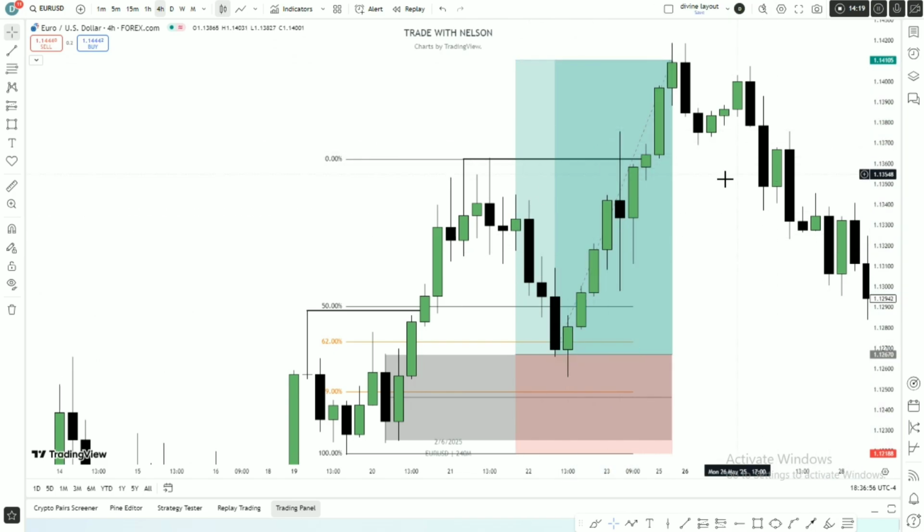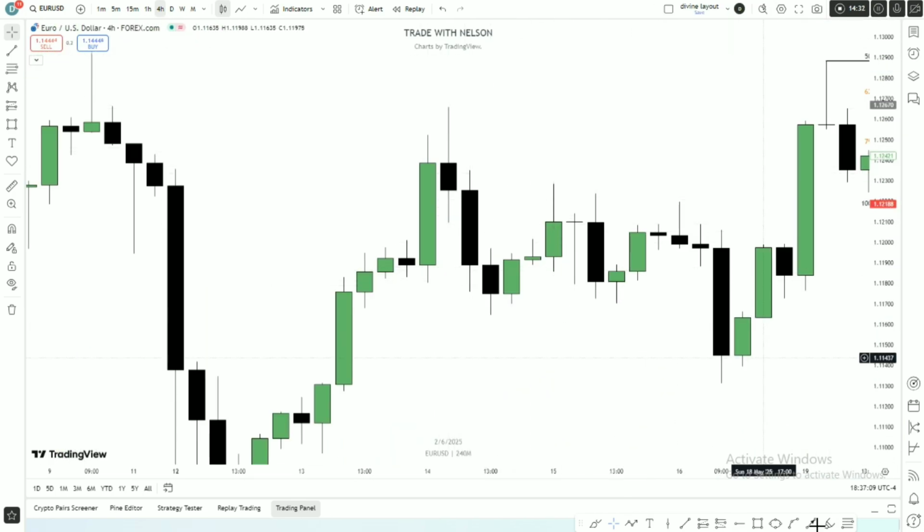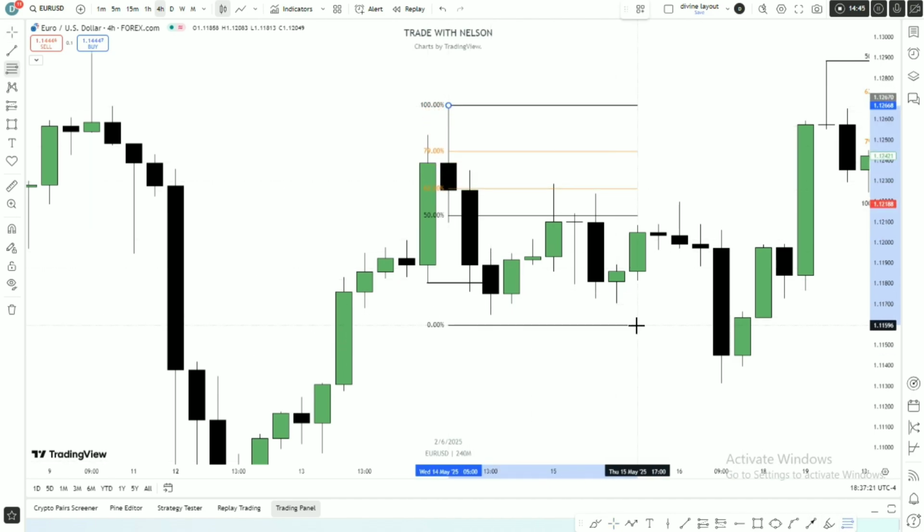So let me show you another example. So over here, we have a downtrend. Market has broken structure to the downside around this point. And then we have this swing high and swing low. You can take your fib to mark from this swing high to this swing low.